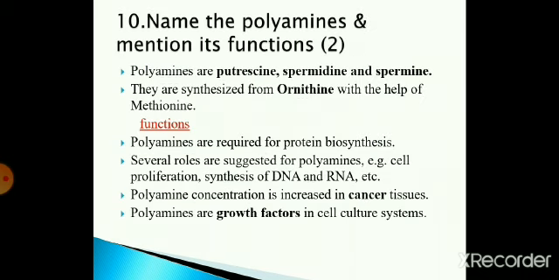Next question is, name the polyamines and mention their functions. So polyamines are putrescine, spermidine, and spermine. They are synthesized from ornithine with the help of methionine.